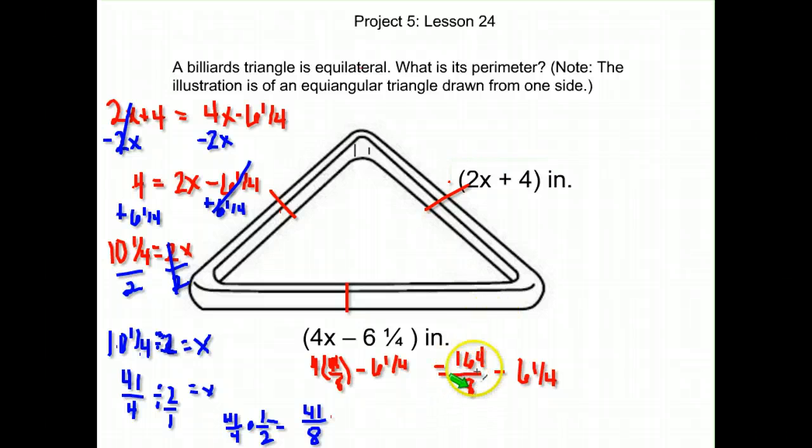So to do that, you take 8 and divide it into 164. 8 goes into 164 20 times, with a remainder of 4.